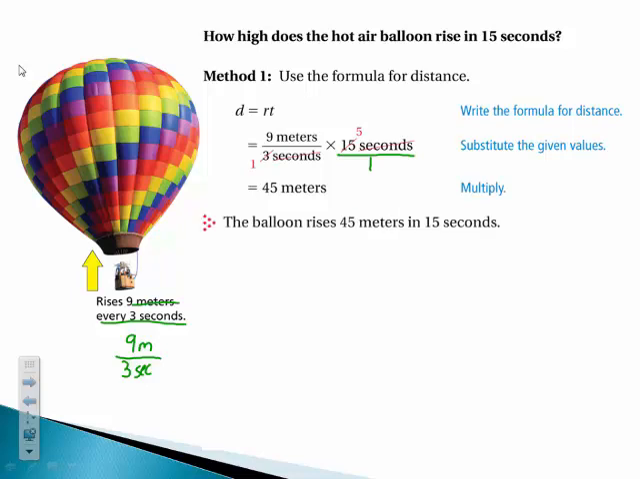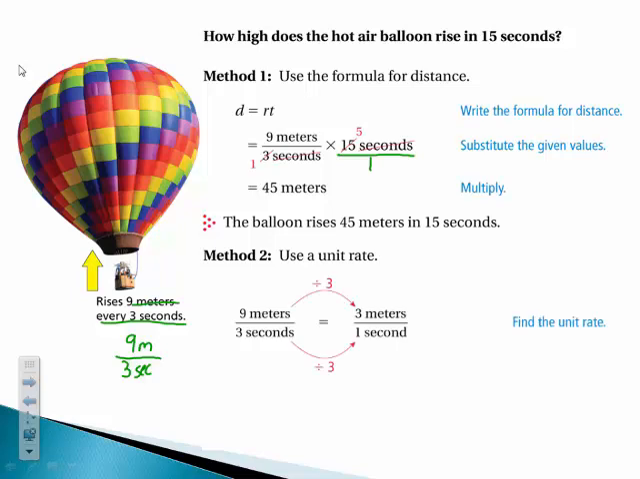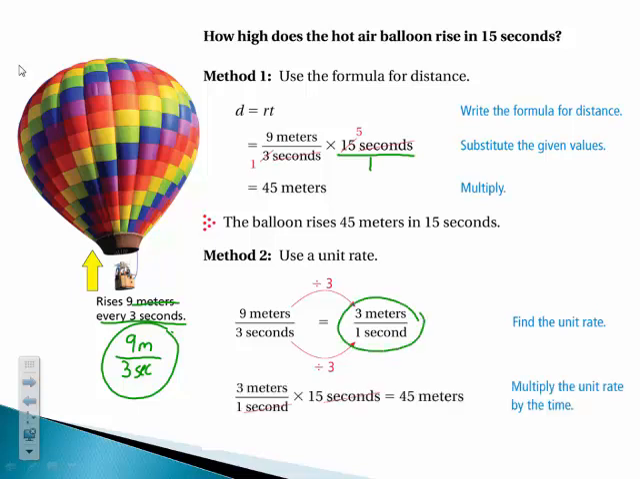So the balloon rises 45 meters in 15 seconds. All right, what's the second method? The second method is to use our unit rate. So we can take our rate and make it into a unit rate. So the same rate that we have over here, if you look at it, it's very easy to turn into a unit rate of 3 meters in 1 second. And then you can use that to multiply, and you can still get 45 meters.